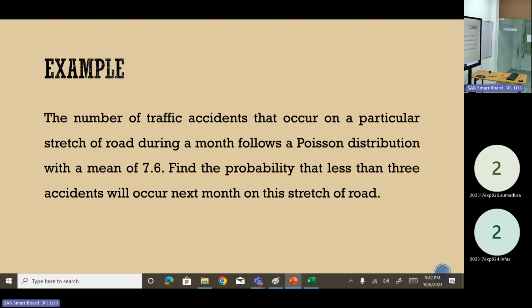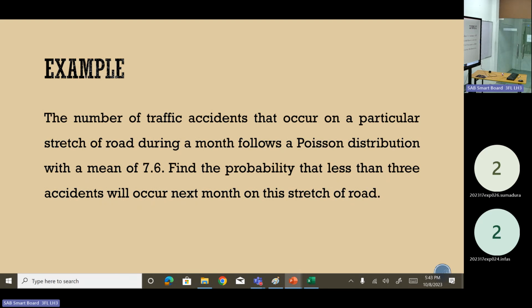So now, first we have to identify how we should define the variable X to answer that question. What are they asking us to find? Find the probability that less than 3 accidents will occur next month on this stretch of road. How to define that? What is the number of happenings here during a period, during a month?